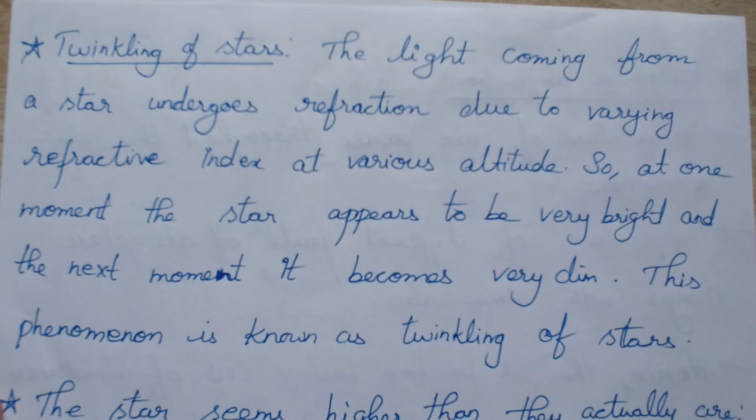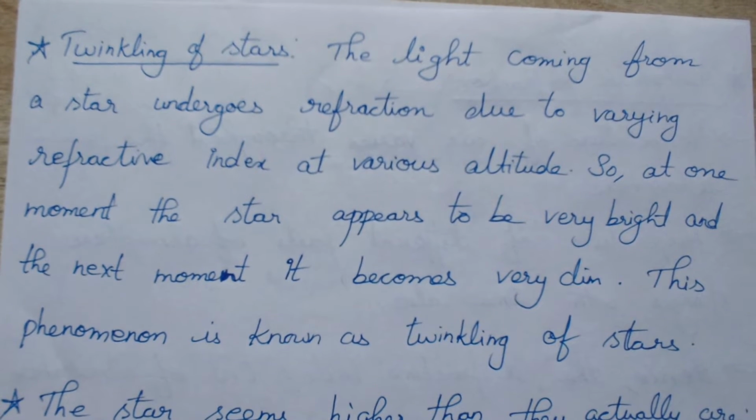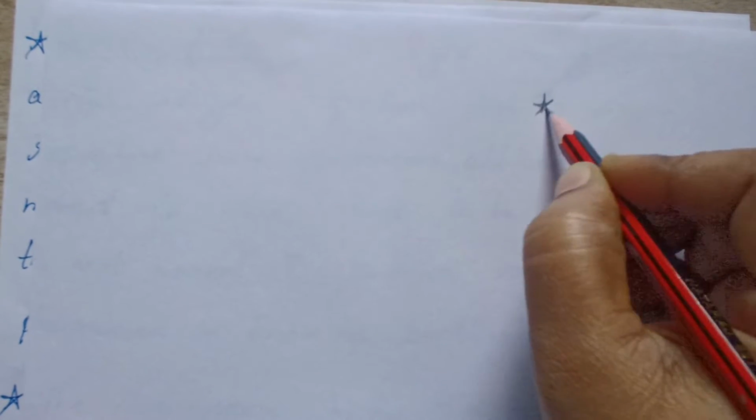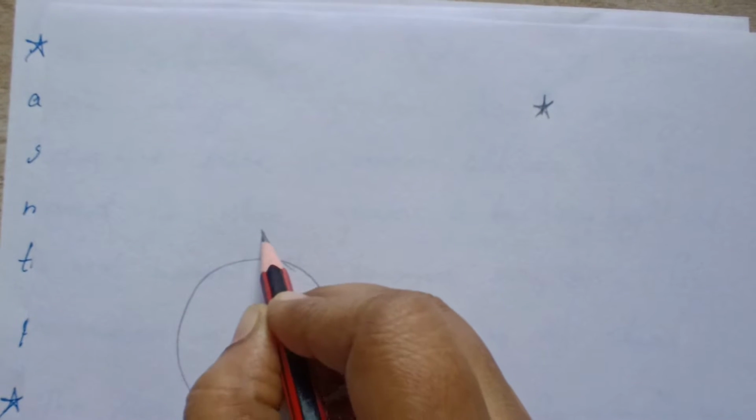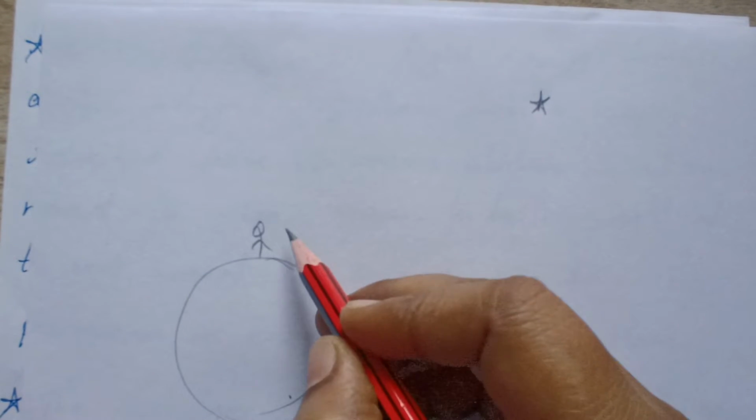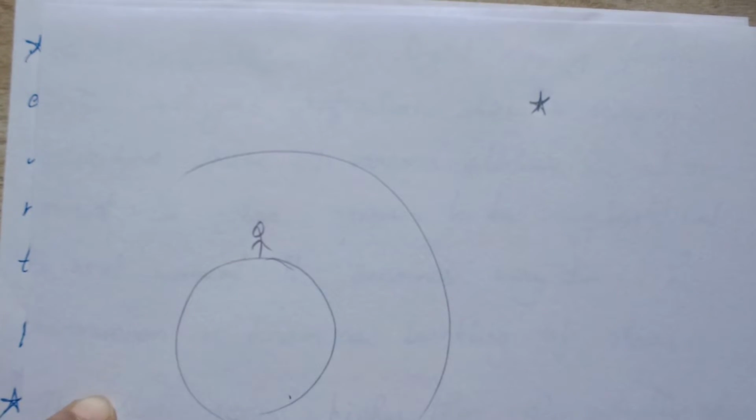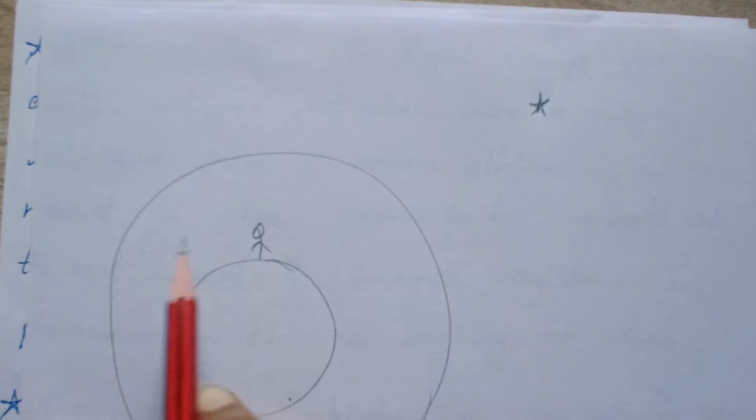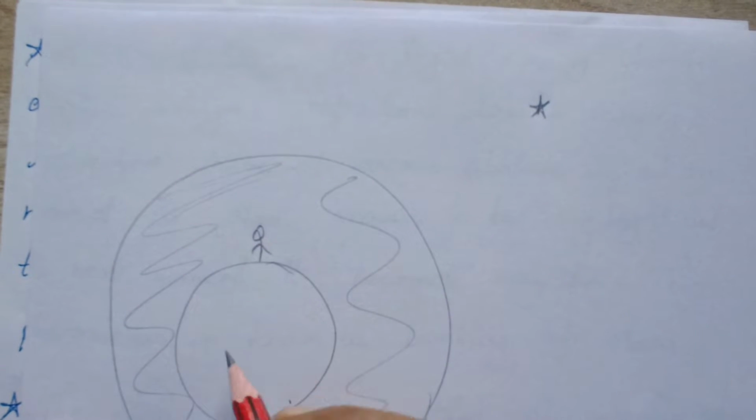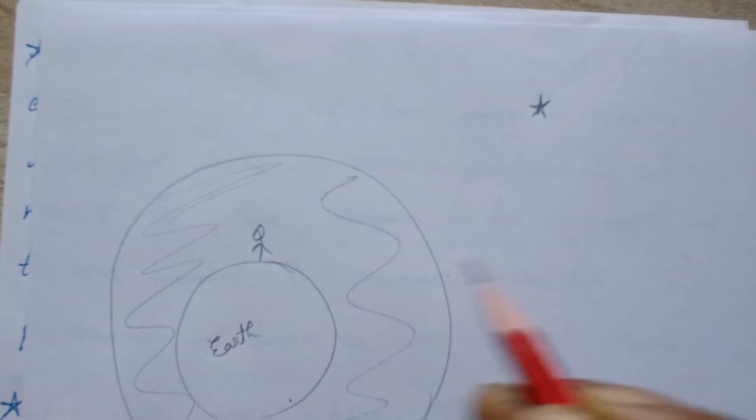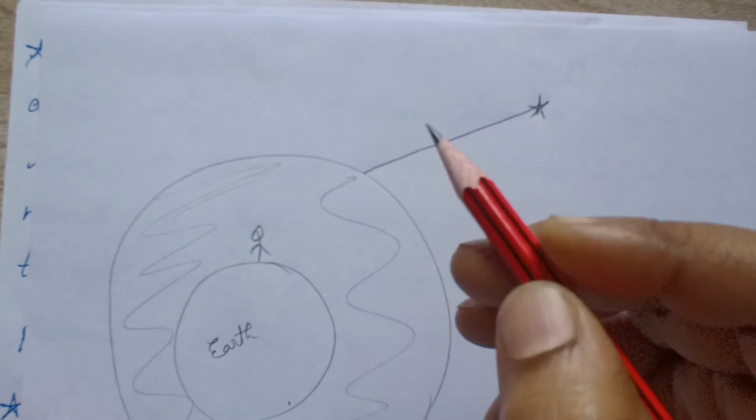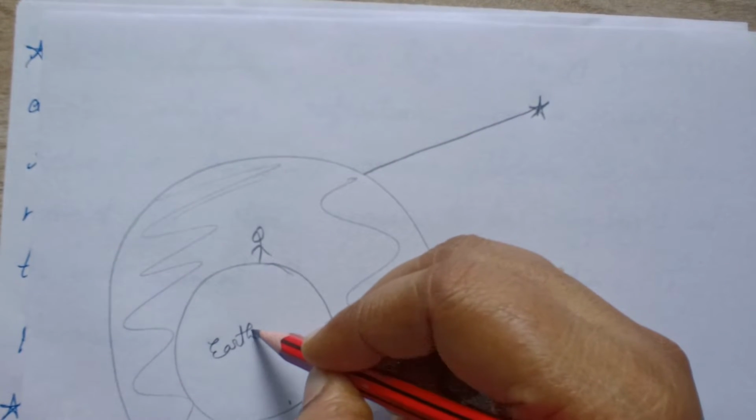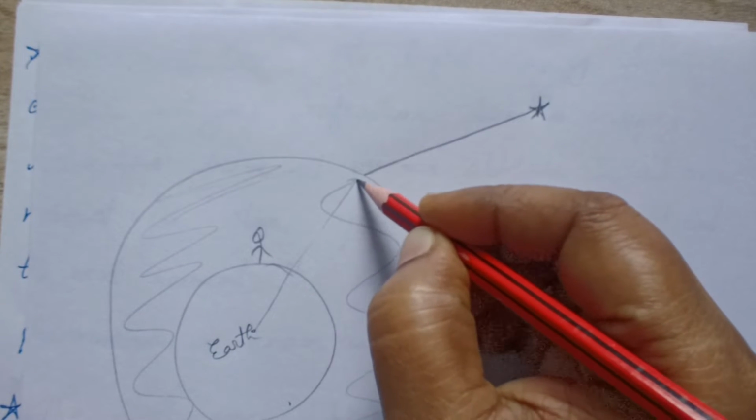First one, twinkling of stars. You know that the star is present here. Take this as the earth, and you are standing here. This is your atmosphere and this is your earth. The light will travel like this, and this would be your center, so your normal would be like this.